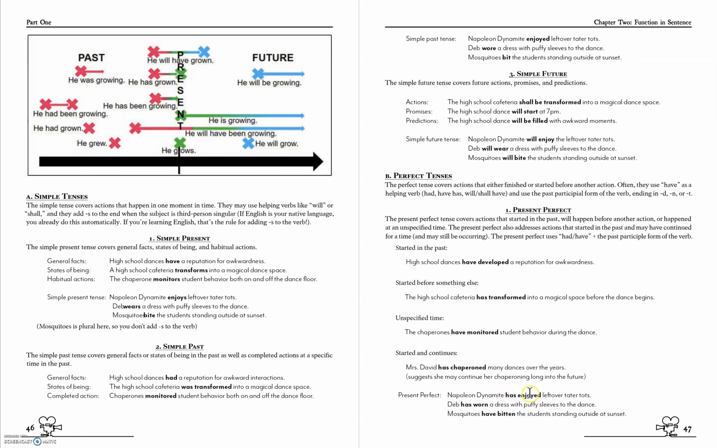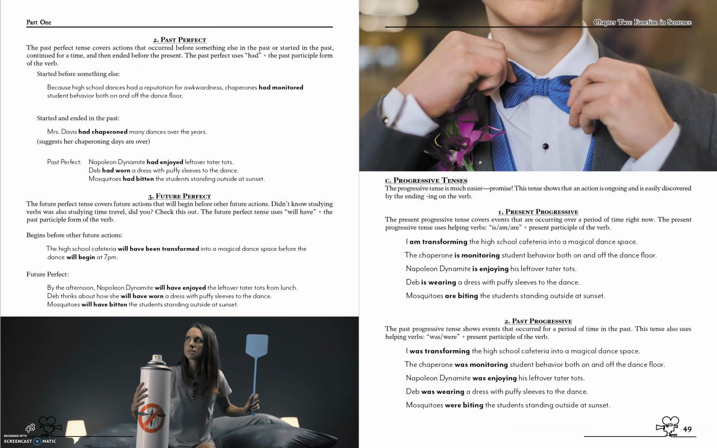Napoleon Dynamite has enjoyed his tots. She has worn a dress. Mosquitoes have bitten the students. So that's all going to be the present perfect.